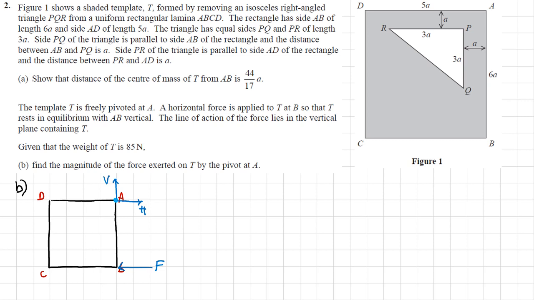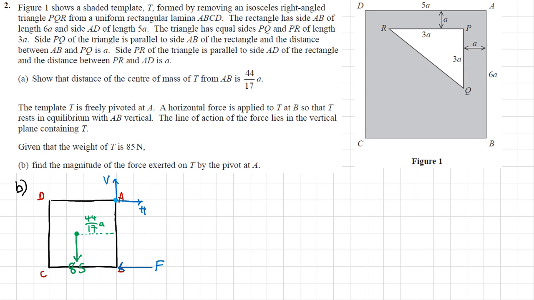And then I want to put on where the center of mass is. So I'll have a line going down here, and its weight is 85 newtons. And in part A, I worked out the distance from AB to that center of mass. So I know what this distance is here, and that is 44 over 17A.